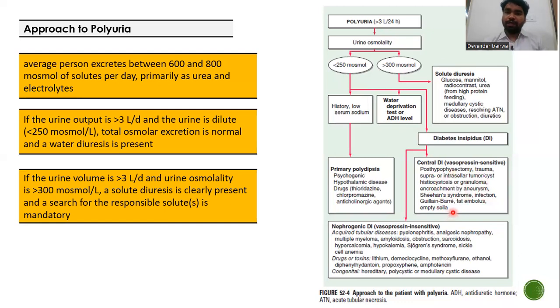Okay. The other thing that can happen is that the ADH level is very high, and even then the patient is having polyuria. That can happen if the kidney is not responding to ADH.